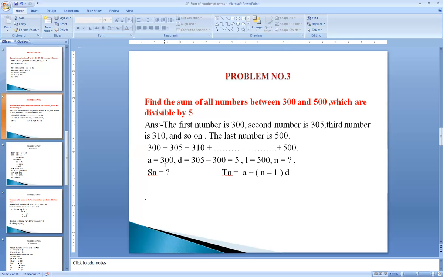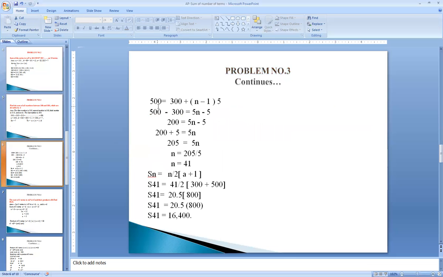So here the value of A is 300, and D is 305 minus 300 equals 5. The last number, that is the Tn value, is 500. But we don't know how many numbers are there in this series. For calculating Sn, we require the n value, A value and D value, but here we don't know how many terms there are. So we use the nth term formula: Tn equals A plus n minus 1 into D. Here the last term 500 equals A, that is 300, plus n minus 1 into D, where the difference between the numbers is 5.